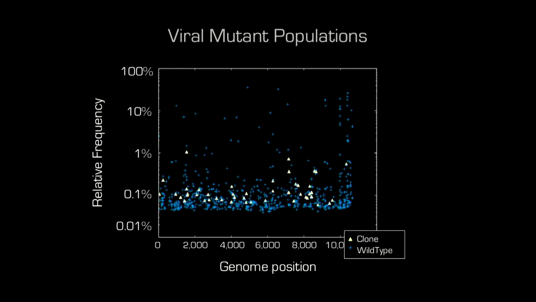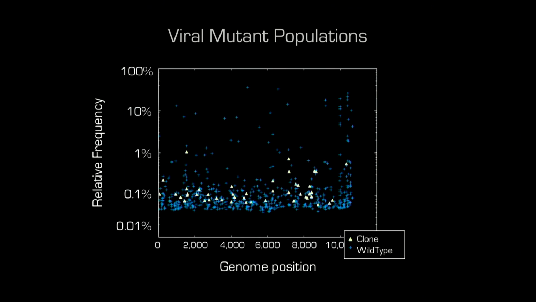This is a case of showing 2 different viral populations. On the x-axis here, it's actually showing the position in the viral genome. Each point represents a mutation present relative to the genome in the population at different relative frequencies. So there's two populations here. One is highlighted with the yellow triangles. The other is highlighted with the blue pluses.